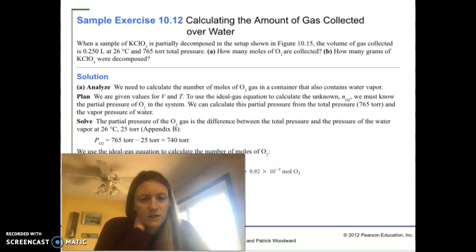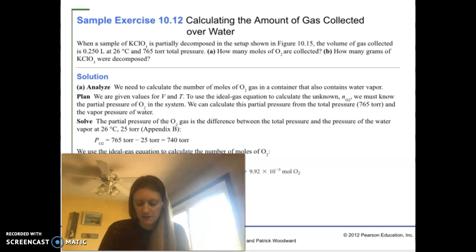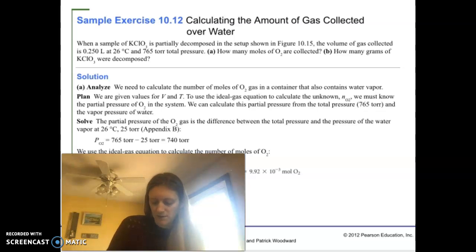All right, we're gonna look for the amount of gas collected over water. So this is gonna be slightly different because when you're decomposing something and collecting that gas, you're gonna have both the pressure of the gas that you're collecting as well as the water vapor. So we need to keep that in mind when we are solving for this.